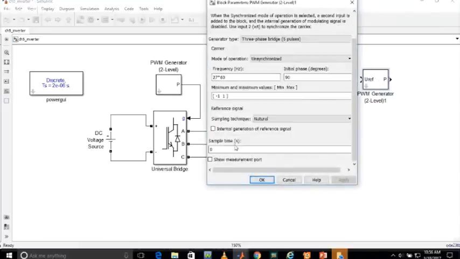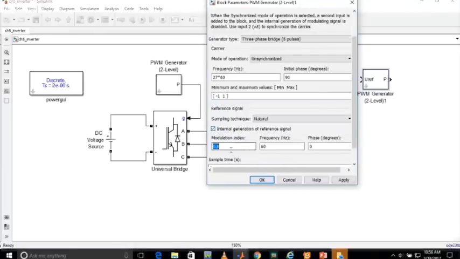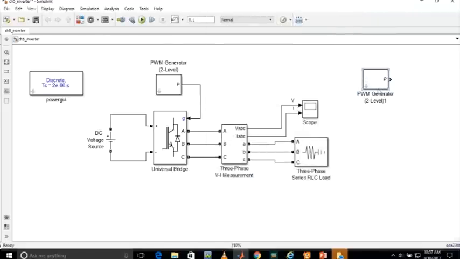And there is an internal generation of reference signal option, just click it. Provide the modulation index, 0.75 or according to your design, meaning that my modulation index will be this much and the block will generate the wave accordingly. When you do this, the circuit will look something like this. Now it provides a PWM signal, which is required by our IGBT system.